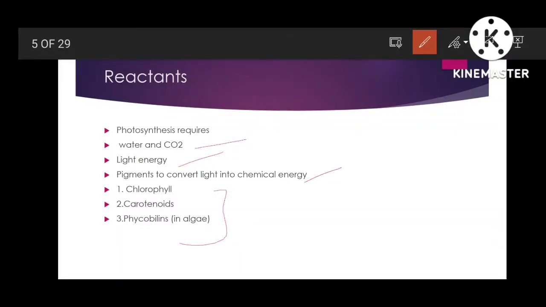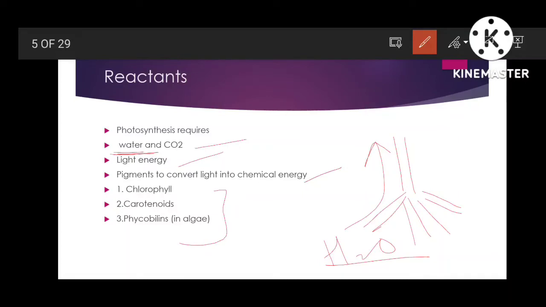Now, firstly, water. Where is water coming from? Water is coming into the plants through roots. The plants are present and their roots are in the soil, they absorb water through the roots, and that is taken up by them through xylem, and water reaches the leaves. In this way, water is present in the leaves and is made available for photosynthesis.